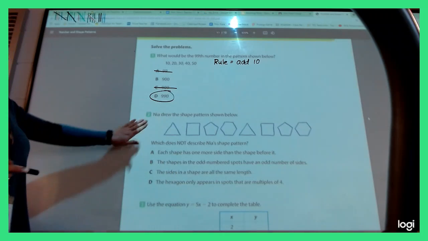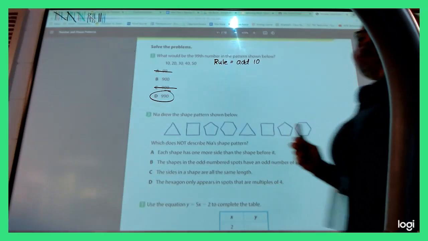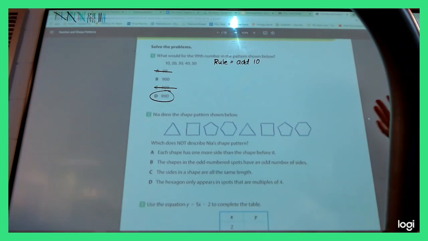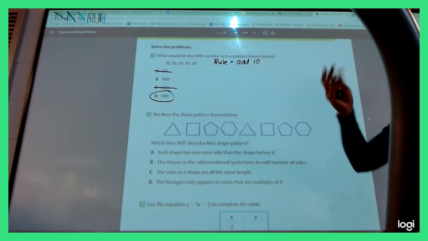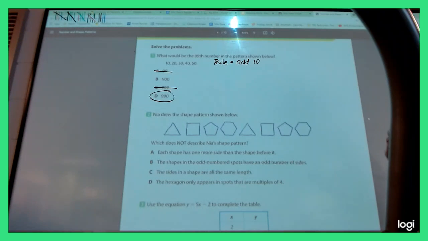All right, very good. Number 2, Nia drew the shape pattern shown below. So before we start, look at it. Think about how many shapes make up one set of the pattern. All right, so how many shapes do we have in the pattern before it begins to repeat? Pay attention. Well, hold on just a second. How many shapes are in the pattern before it repeats? Noah? 4.